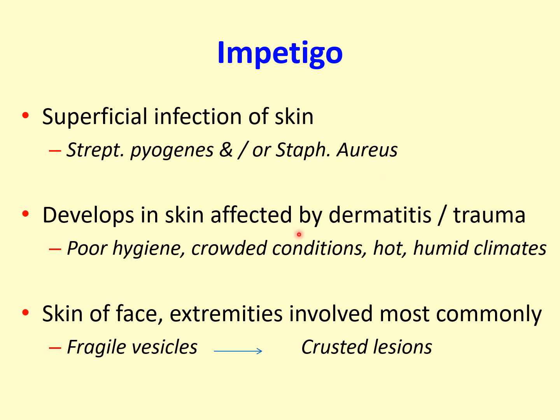It develops in skin affected by dermatitis or trauma, and impetigo is mostly seen in people with poor hygiene who live in crowded conditions or hot and humid climates. So in the UK, for example, people affected by homelessness and poor living conditions may be affected by impetigo. The classical manifestation is that fragile vesicles develop on the skin of the face and extremities, and these fragile vesicles eventually rupture to leave crusted lesions, as you will see on the next slide.